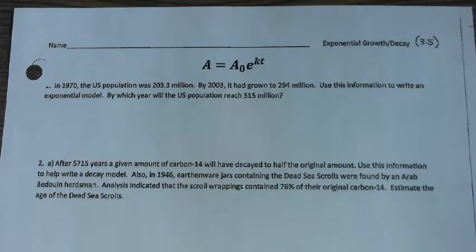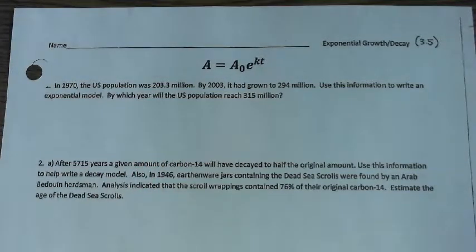You've done all this exponential growth decay stuff. It's just applications and reading the word problem, figuring out what to plug in where, and then solving it. So, numero uno. In 1970, the U.S. population was 203.3 million. By 2003, it had grown to 294 million. Use this information to write an exponential model.